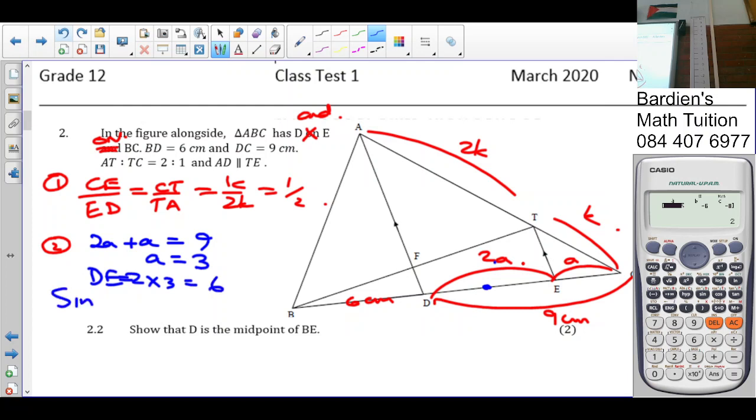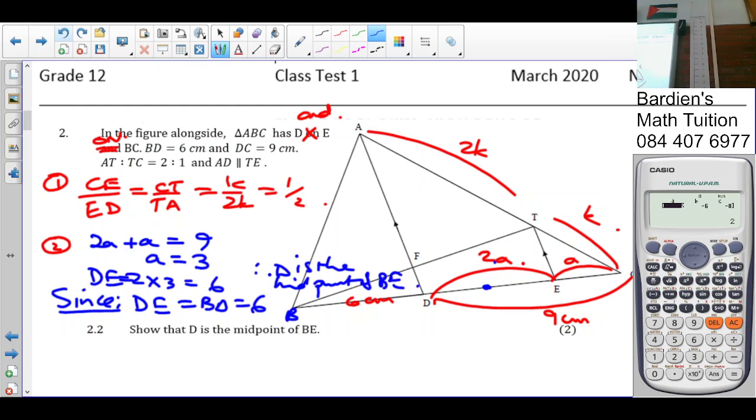So since DE is equal to BD, which is equal to 6, therefore D is the midpoint of BE. Okay, makes sense, people? So this is the midpoint here.